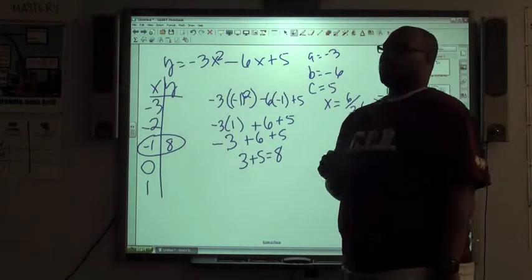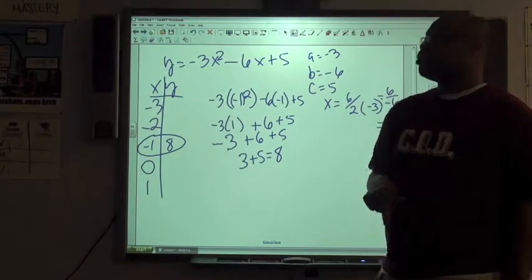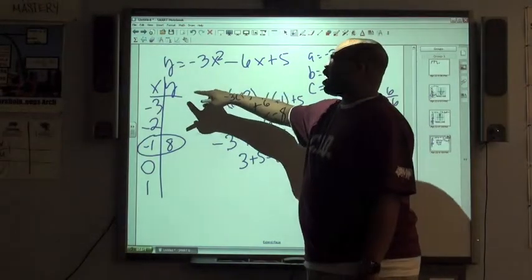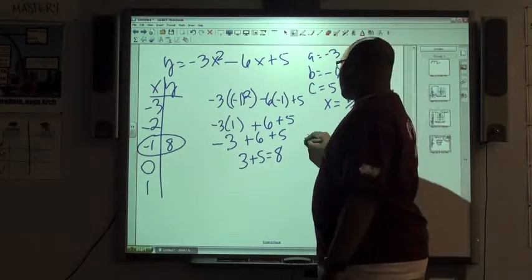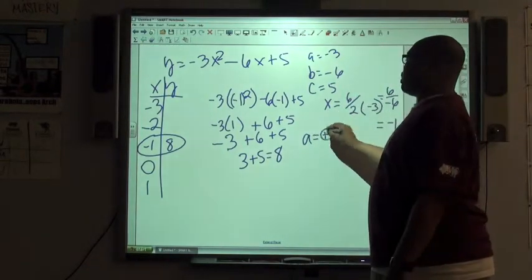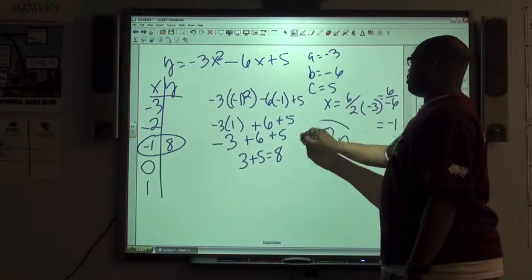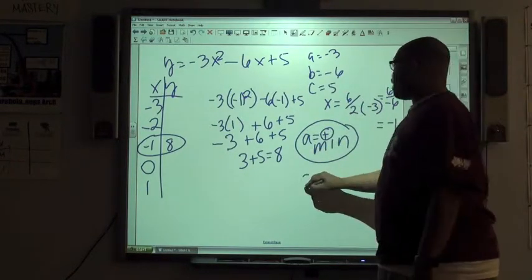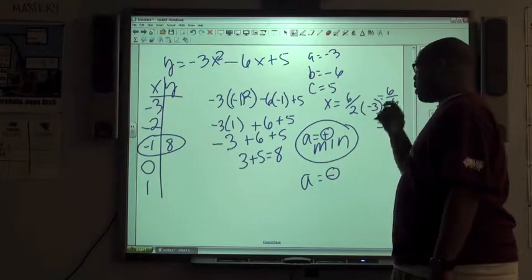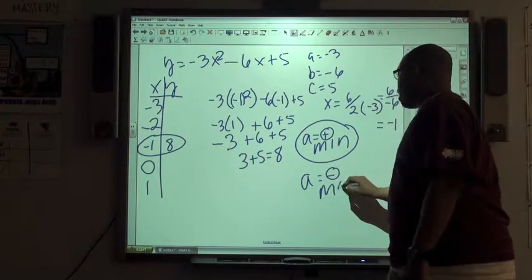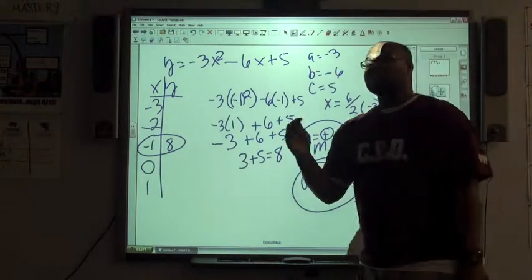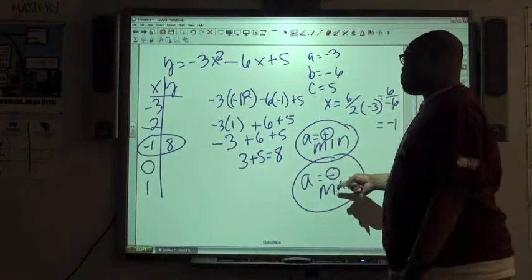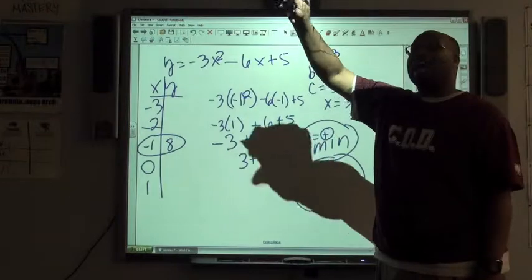Another thing that we haven't been doing that I'm going to need you to do is find out whether this graph has a maximum or a minimum. If your a is positive, then your graph is going to have a minimum. If your a is negative, then your graph is going to have a maximum. Minimum means you can see the graph's lowest point. Maximum means you can see the graph's highest point.